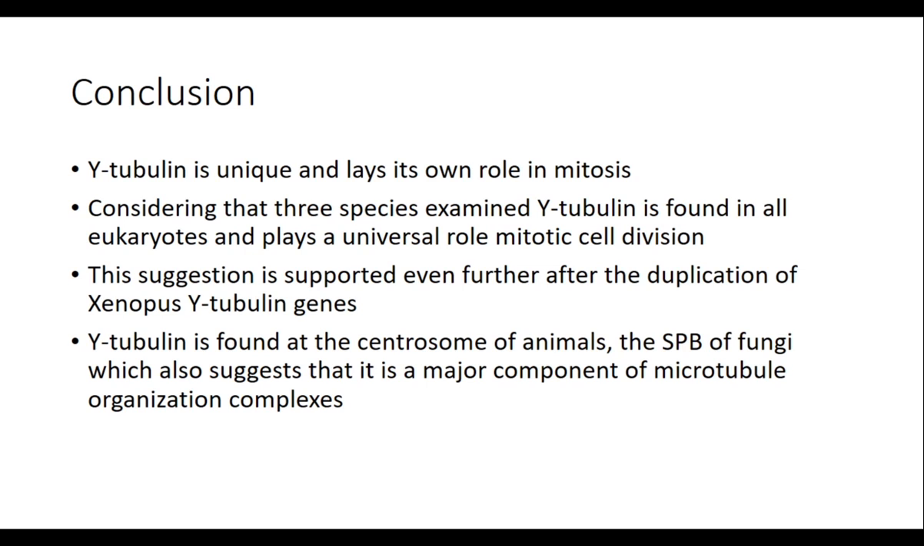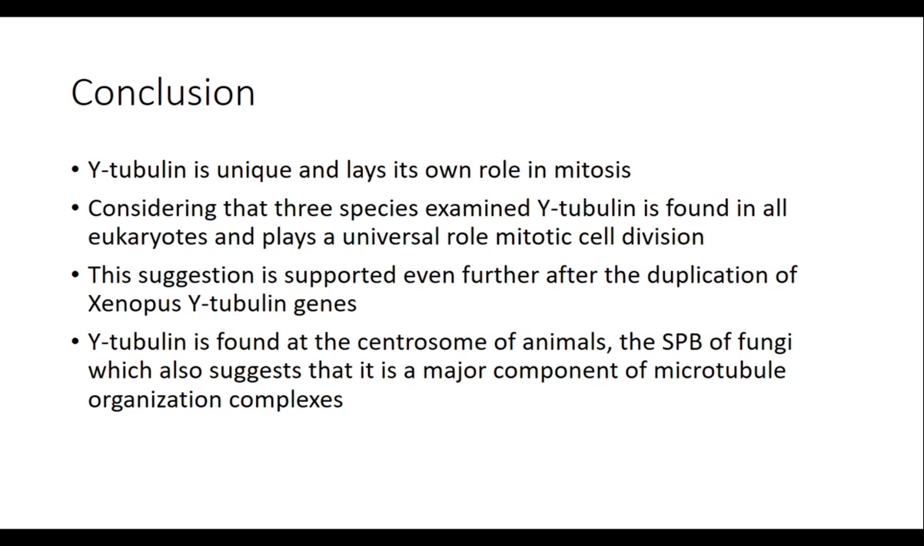But then another thing that they looked at is considering the three species that they examined, right? Fruit flies, humans, and fungi. They came to the conclusion that gamma tubulin is probably a universal protein, at least in terms of being found in all eukaryotes, which means that it will play the exact same role in mitotic cell division, which is very important. And this was supported even further after they had duplicated Xenopus gamma tubulin genes. They didn't explain anything further with that, but they did mention it, which also further supports it.